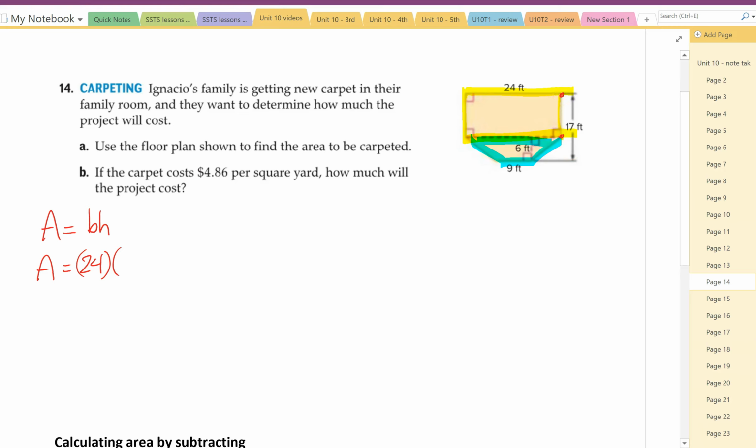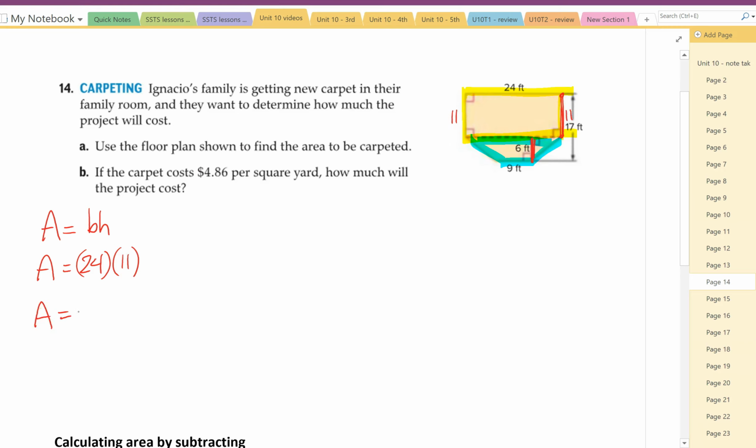So what do I do? Well, I can see that this length right here is 6. So if I just want to know this length right here on the side, that's just going to be 17 minus this 6, right? This whole length is 17. 6 of it's right here, so what's left for this? Well, it's going to be 17 minus 6, which is 11. So this length right here is 11.